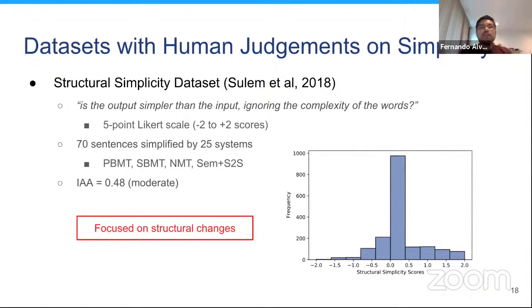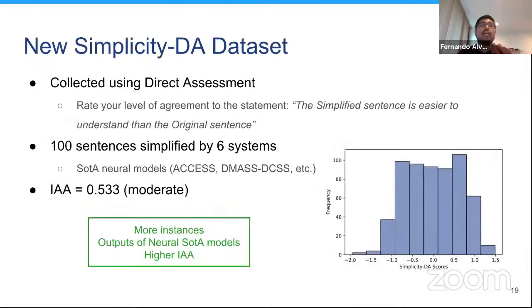So in order to overcome the limitations of these two data sets for measuring the reliability of metrics, we created a new data set, which is called the Simplicity DA data set. This is more or less an extension of the data set that we created as part of ASSET. Again, we collected simplicity judgments based on direct assessment, as I described before, and we used 100 sentences that were simplified by 6 systems.